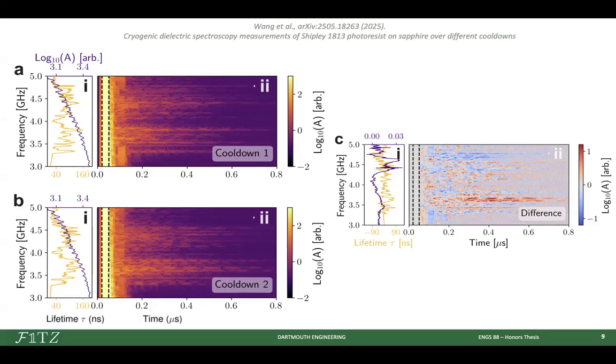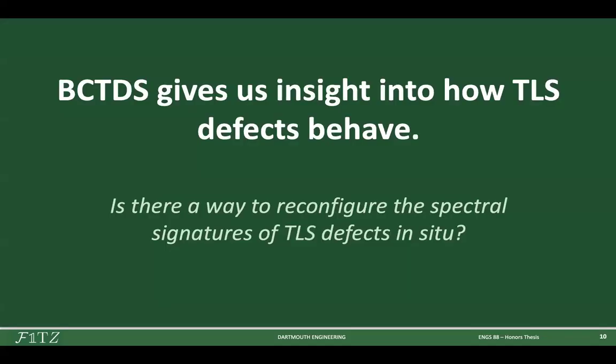Now, why does this happen? Well, thermal activation can rearrange the spectral signatures of these TLS defects. Although this plot doesn't tell us everything, some of these changes could be due to spectral diffusion or small changes in the electromagnetic environment. But what it does tell us is that BCTDS is sensitive enough to observe these transient responses.